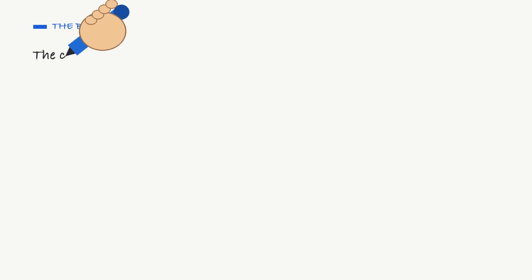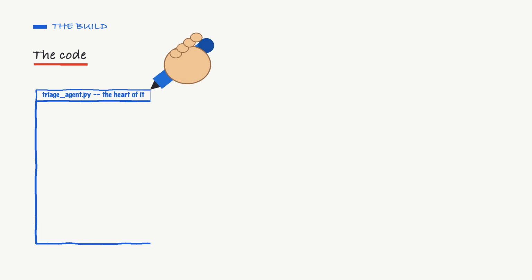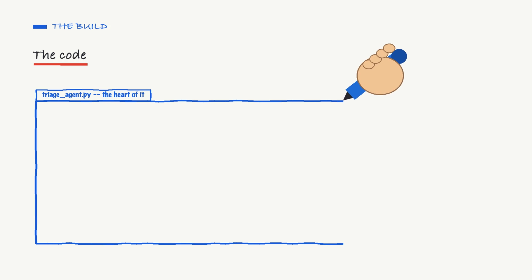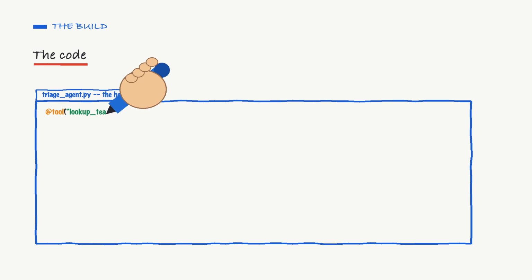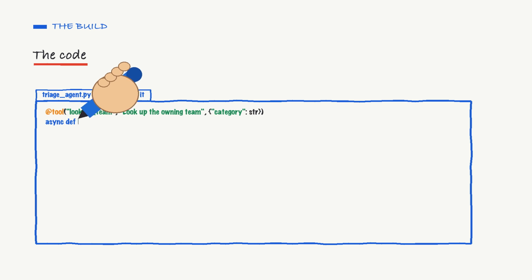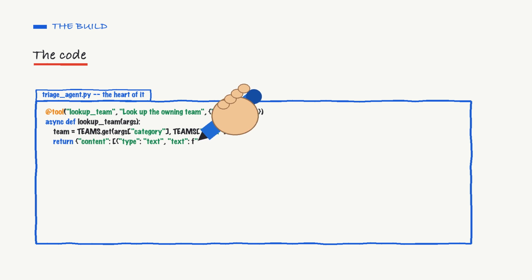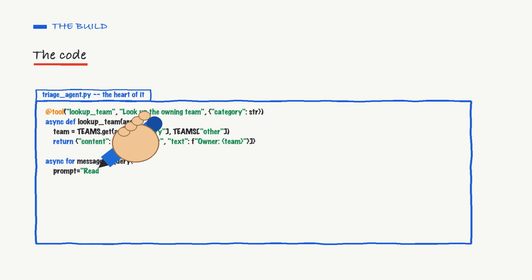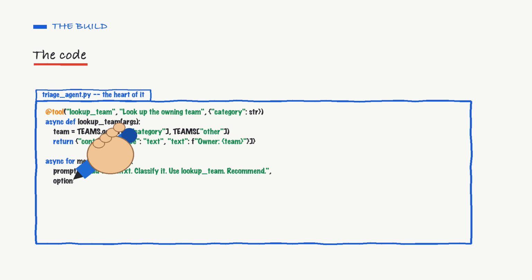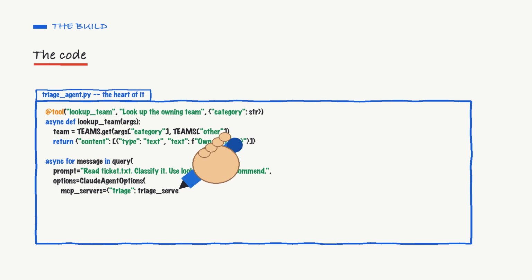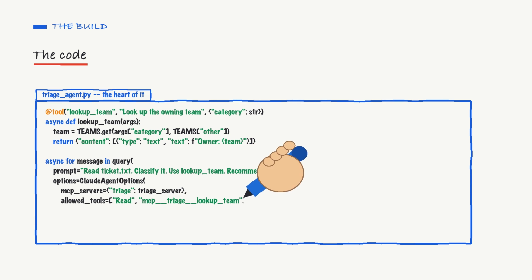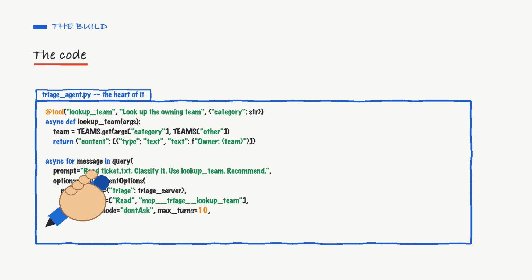The heart of the code, and you've seen every pattern already. The custom tool, @tool, lookup team, with a category string input. It looks up the team in a plain Python dictionary and returns a content block. Wrap it with create SDK MCP server. Then the query. The prompt tells the agent to read the ticket, classify, use the tool, and recommend. The options wire in the server. Allow list exactly 2 tools, the built-in read and our lookup tool. Set don't ask so nothing else can ever run, and cap it at 10 turns. That's the entire agent logic.